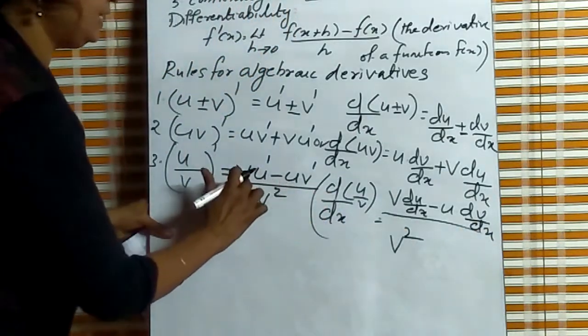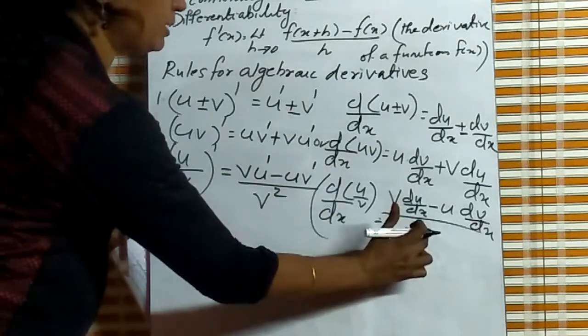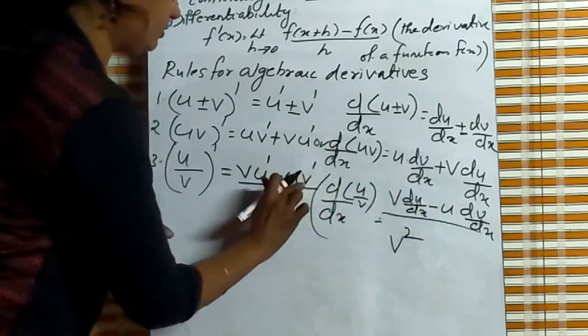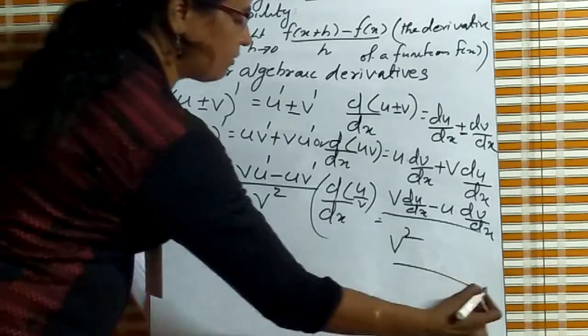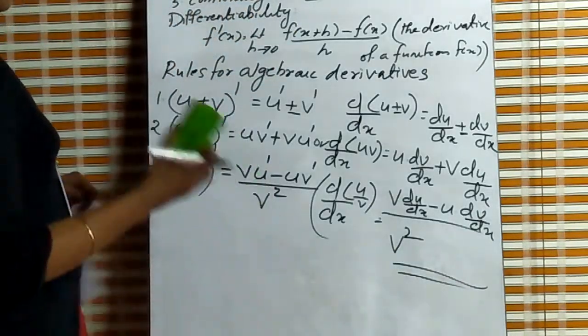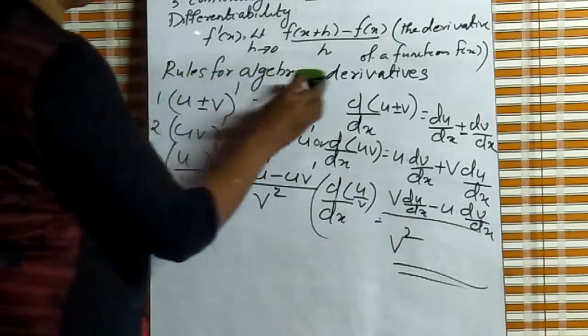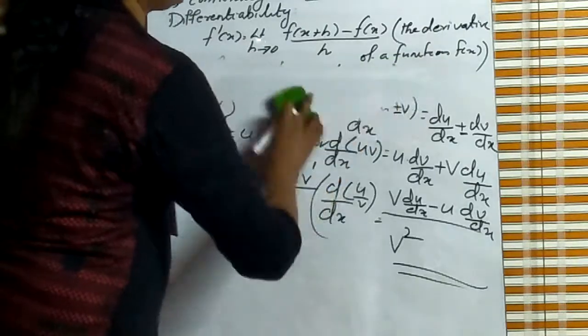v into u dash, the derivative of u is du by dx, minus u into the derivative of v, which is dv by dx, by denominator square, v square. These are the rules for algebraic derivatives: sum, product, quotient.